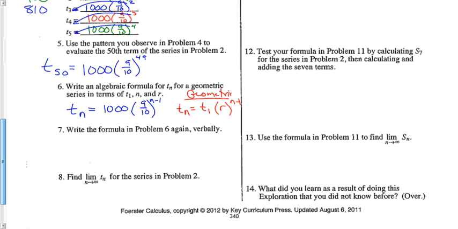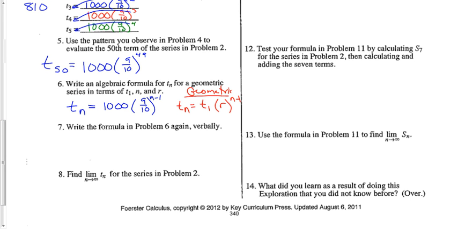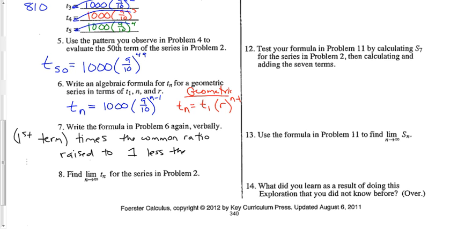So that's going to be our formula for any geometric series. Number 7. Write the formula in problem 6 again verbally. Okay, so all we do is we take the first term times the common ratio raised to 1 less than the term number. And if you need a minute to write that down, go ahead and pause the video.